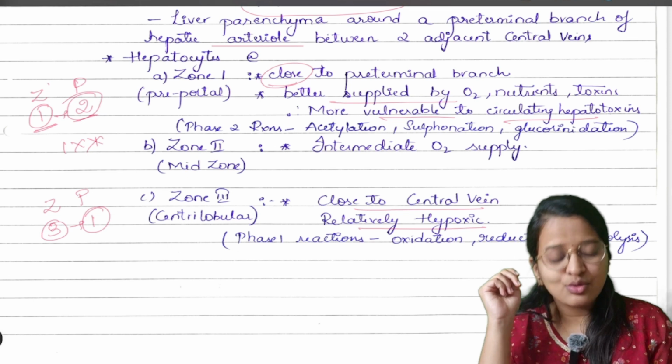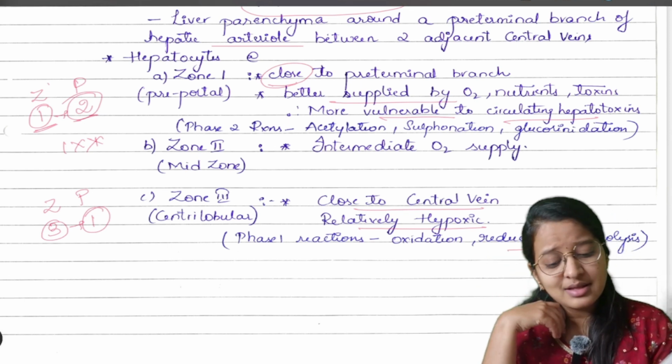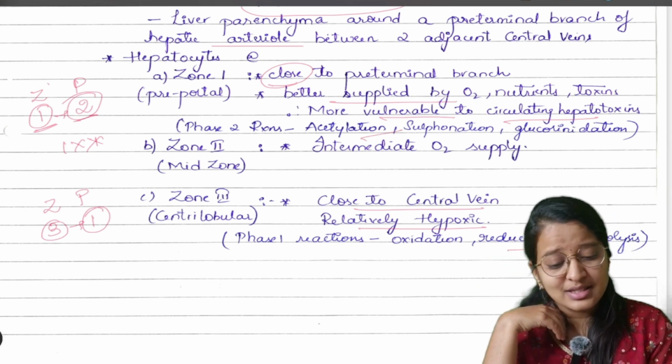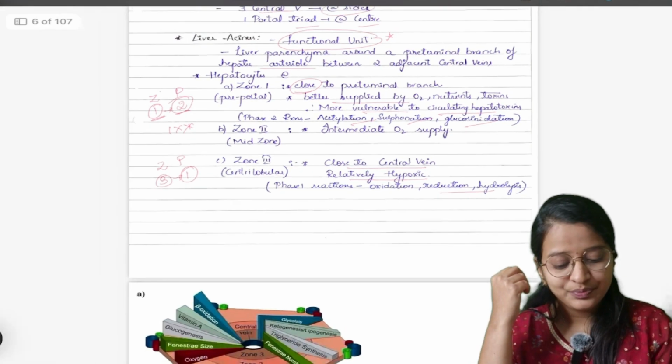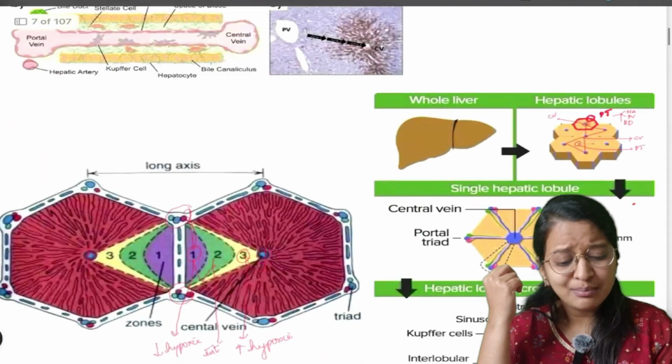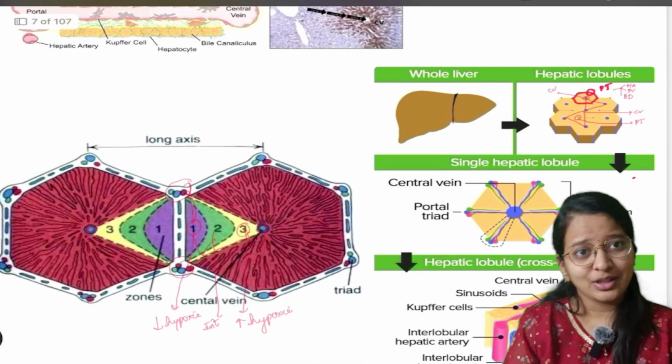The phase 1 reactions are oxidation, reduction and hydrolysis, and the phase 2 reactions are acetylation, sulfonation and glucuronidation. So this is in brief about your liver anatomy.